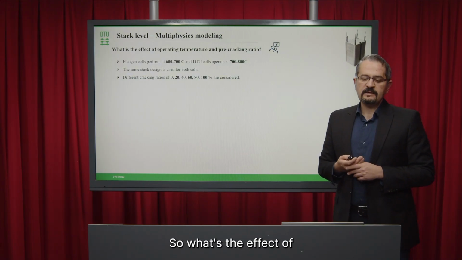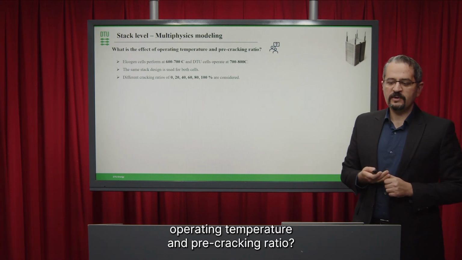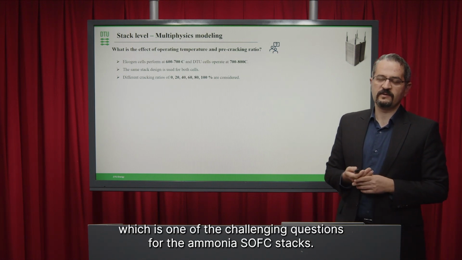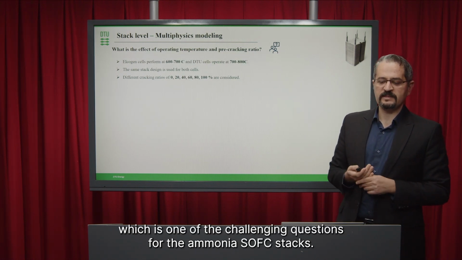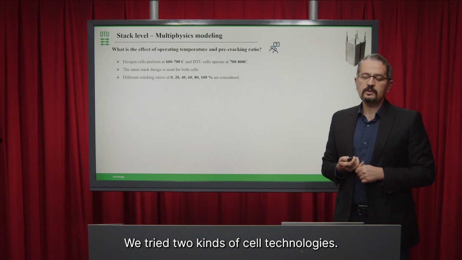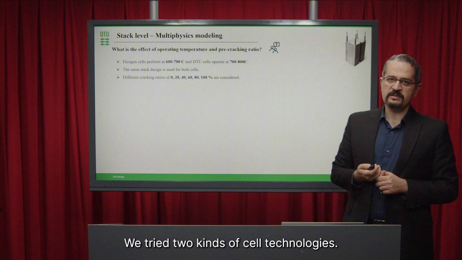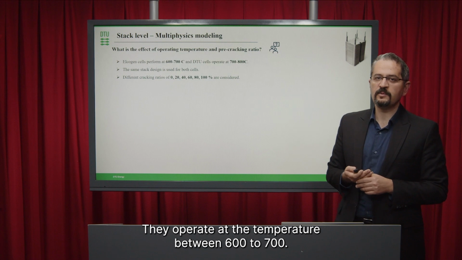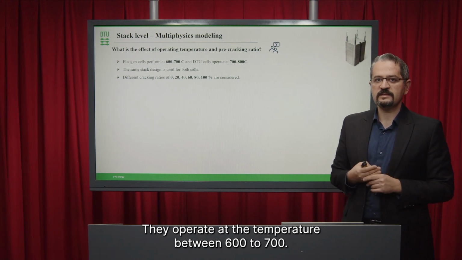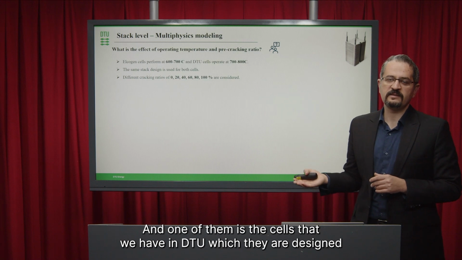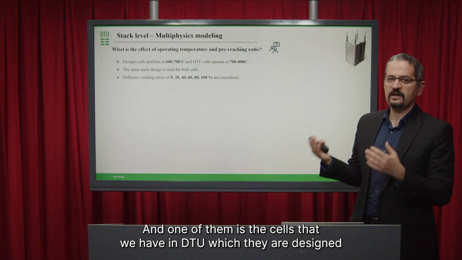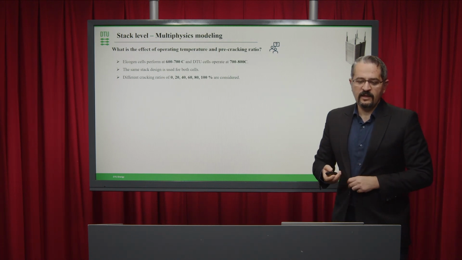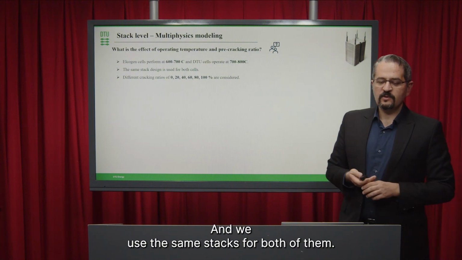So what's the effect of operating temperature and pre-cracking ratio? We want to answer this question, which is one of the challenging questions for ammonia SOFC stacks. We tried two kinds of cell technologies. One of them is low temperature cells, which are Alcogen cells. They operate at temperatures between 600 and 700. The other is the cells that we have at DTU, which are designed for higher temperature, to operate between 700 and 800. And we use the same stacks for both of them.